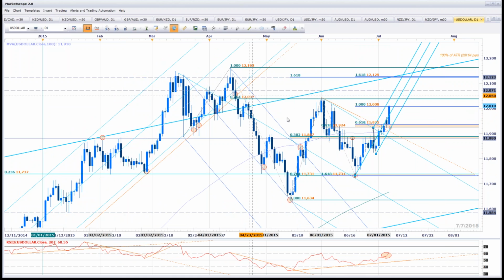Near-term resistance above this is going to be the upper median line parallel, and that lines up pretty nicely with that 764 at 1237. So momentum is testing a 60 break here today. I'll be watching the close here very, very closely.